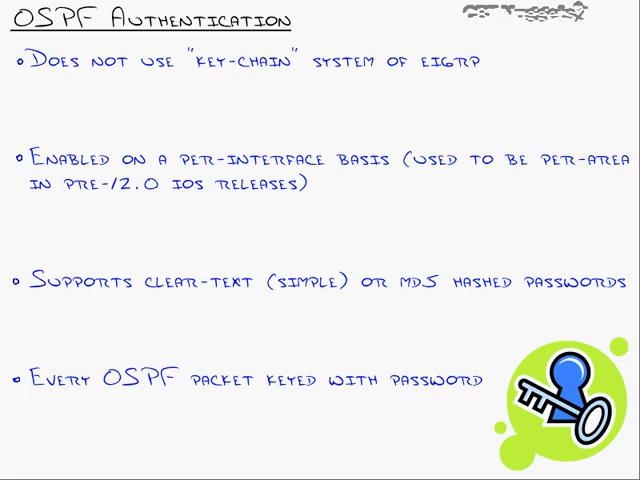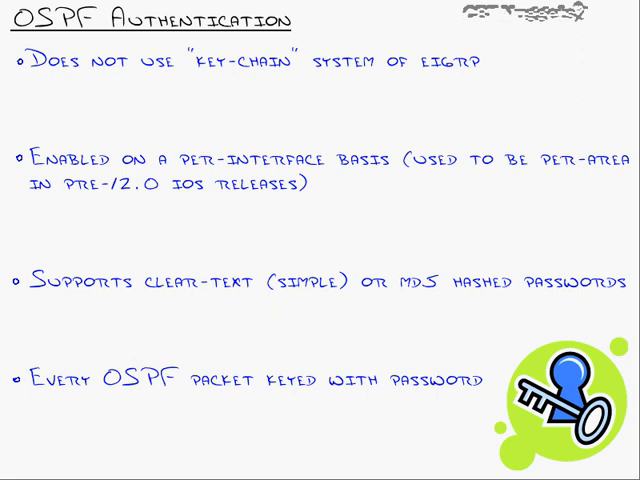Now, OSPF supports two types of password authentication. It supports clear text or MD5. Of course, everybody today is using MD5. The only reason you would use that clear text or simple authentication is if you had a very old router that didn't support anything but that. The damage that can be done with that is tremendous, though, because somebody can sniff those packets and just see the password in plain clear text.